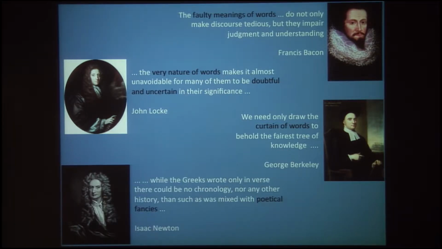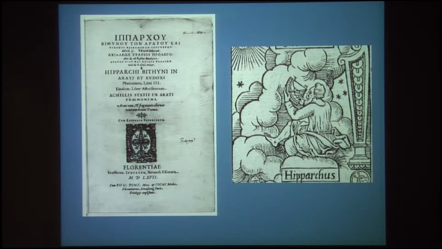When the Greeks wrote only in verse, there could be no chronology nor any other history such as was mixed with poetical fancies. The main text that Newton utilized to, how should I put it, incinerate the past in a cauldron of numbers was this. This is the only text we have from Hipparchus, 2nd century BCE astronomer, really the founder of Greek mathematical geometrical astronomy.